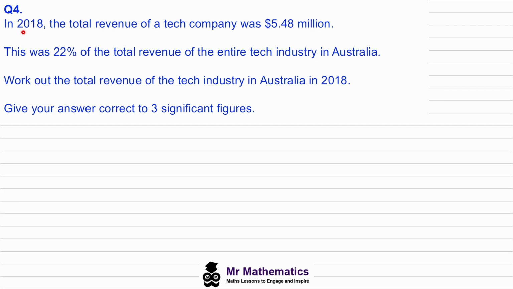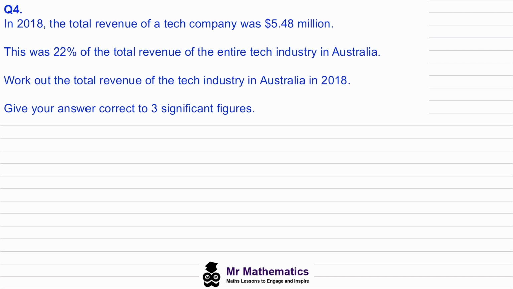We're told that in 2018, the total revenue of a tech company was $5.48 million, and this was 22% of the total revenue of the entire tech industry in Australia. We've been asked to work out the total revenue of the tech industry in Australia in 2018, correct to three significant figures. So again, perhaps you want to try this question yourself.